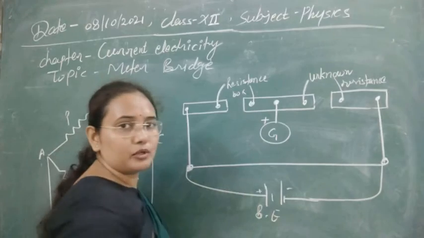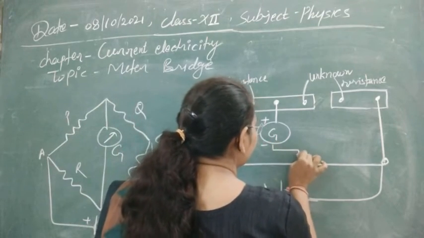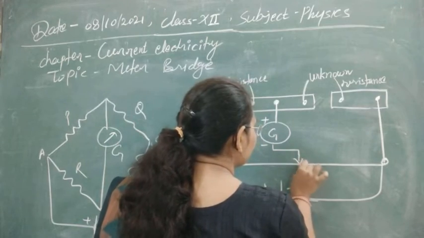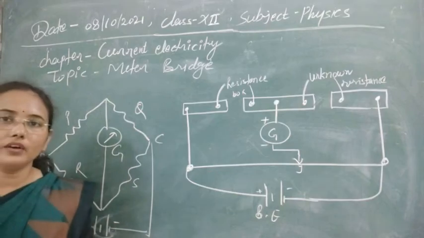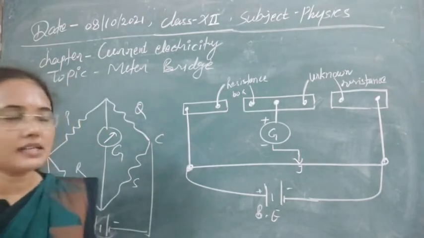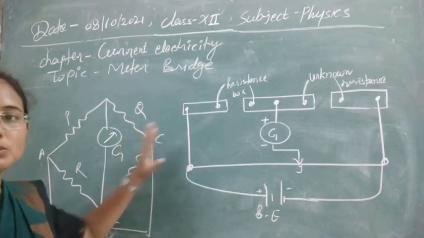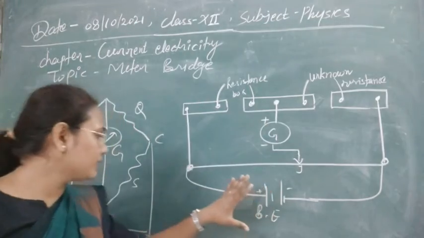Any end you can connect positive or negative, and the other end of this galvanometer is connected by a socket. So this is now a jockey. So this is our whole circuit diagram for the meter bridge. And now how can we understand that we have constructed a bridge by connecting these kinds of circuitry?